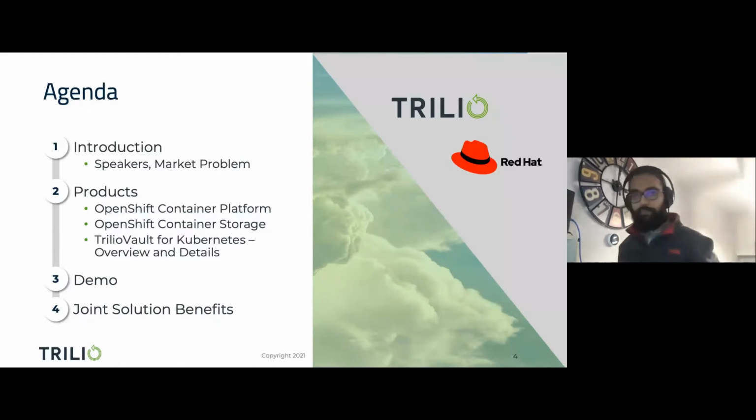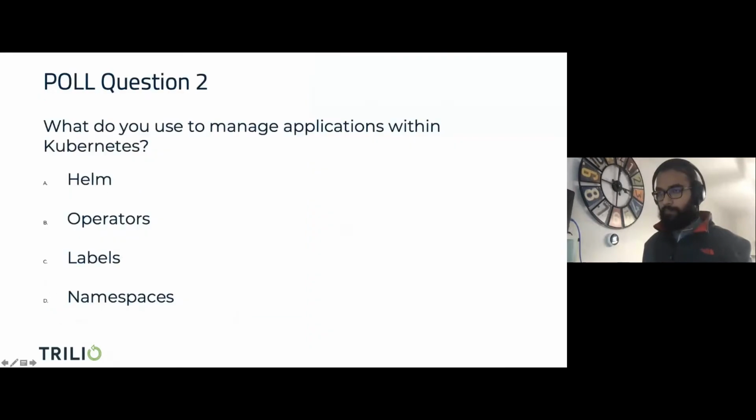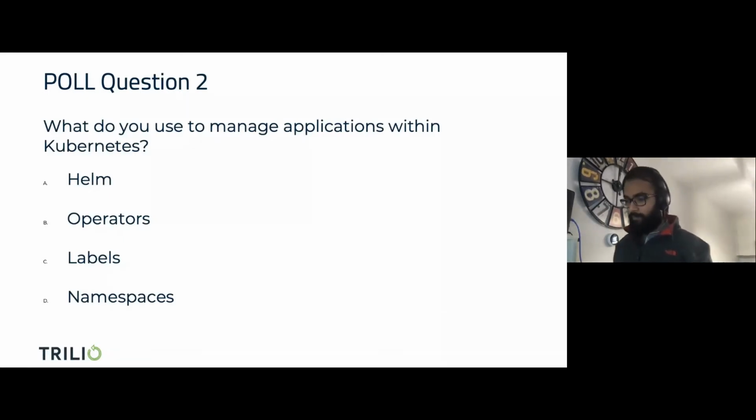Now let's go ahead and push out the second one. The question is, what do you use to manage applications within Kubernetes? You can choose from Helm, operators, labels, or namespaces. Again, that polling question is now open. You can find it in the polling tab there, and go ahead and make your choice.